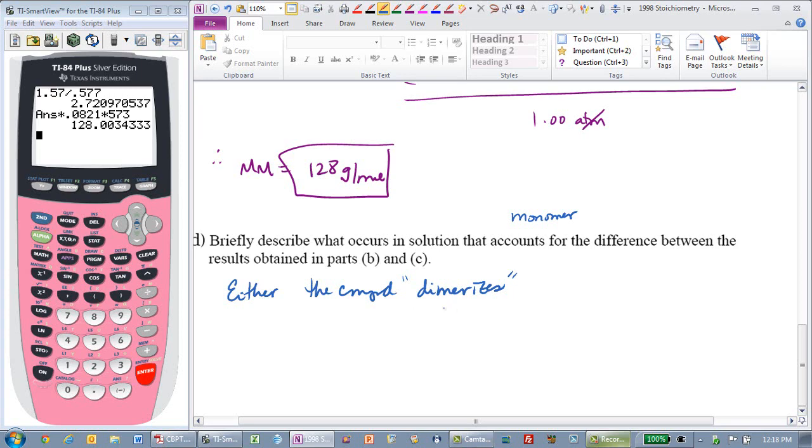So either the compound is hooking up in pairs, so it's dimerizing. So it's either forming a dimer or it dimerizes. You decide which type of verbiage you want to use. And the delta T_f equals K m i thing, where i is the van 't Hoff factor, which is something that is still in the exam, interestingly enough, without this application of it, where i equals 1/2.